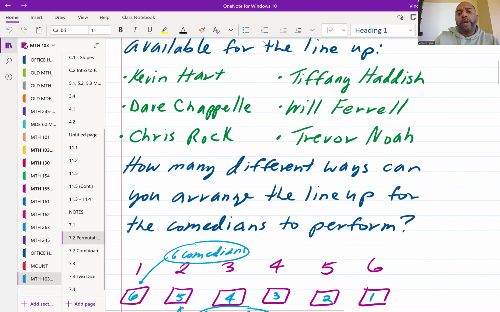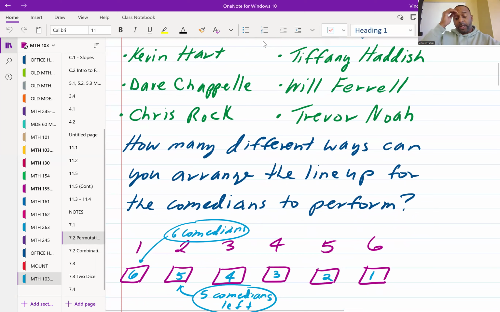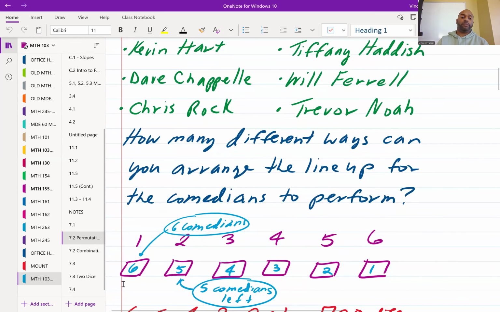So the way I normally do a problem like this is I'll set up boxes that represent each performance slot for the comedians. So we have 6 comedians, so I have 6 boxes. And what I put inside of those boxes is how many options I have for each box. So in the first box, I'm gonna have 6 comedians to choose from. Now, when I get to the second box, I don't want to put 6 there because I don't want whatever comedian went first to also be an option to go second and so on.